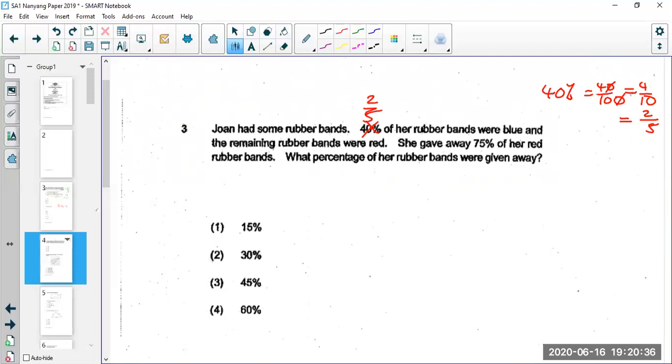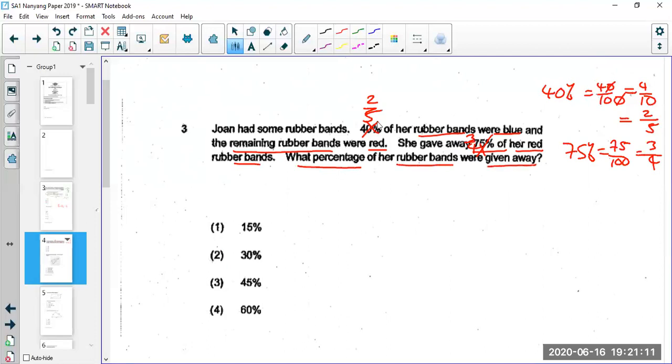2/5 of the rubber bands were blue, and the remaining rubber bands were red. And then she gave away 75%. So you change the 75% into a fraction, which is 75 over 100, and then simplify. How do you get 3/4? You just divide by 5, and you get 3/4. So she gave away 3/4 of her red rubber bands. So what percentage of the rubber bands were given away?